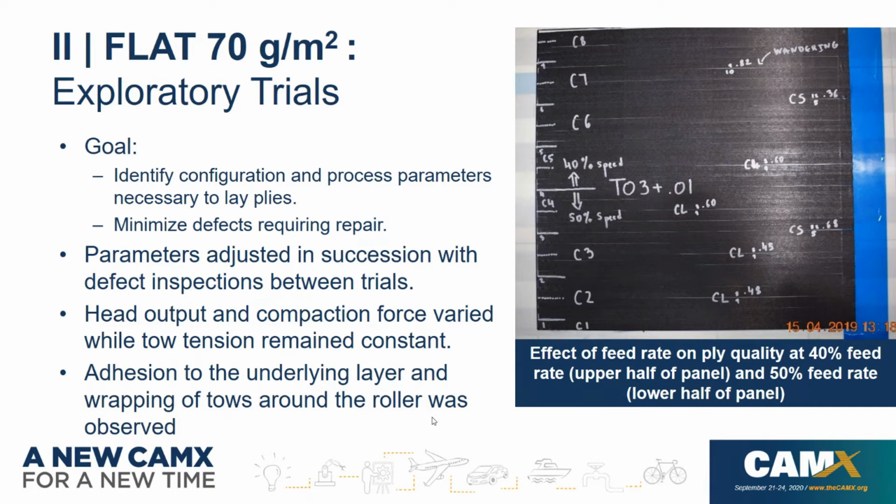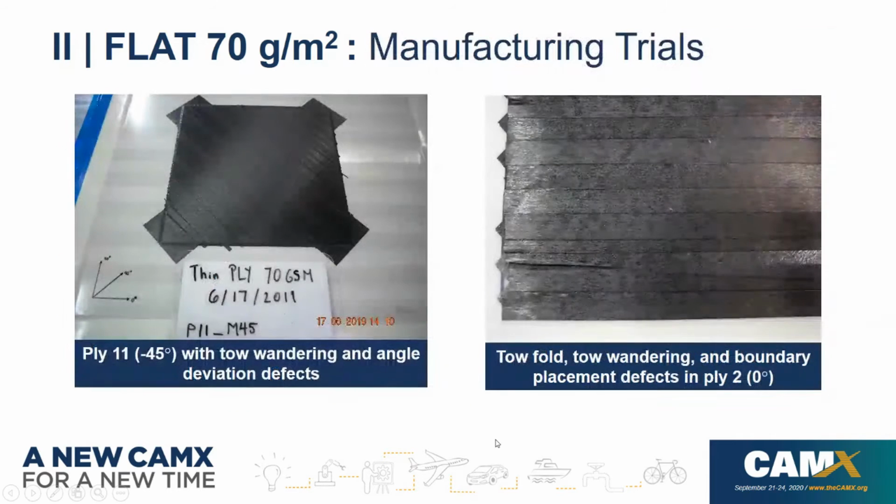And what we did is we adjusted those parameters in between different trials, and we kept moving. Of course, the process parameters: we're looking into temperature, compaction forces, and speed. We did, however, maintain a constant tension. And this is an example of the effect of the feed rate on the ply quality using two different speeds.